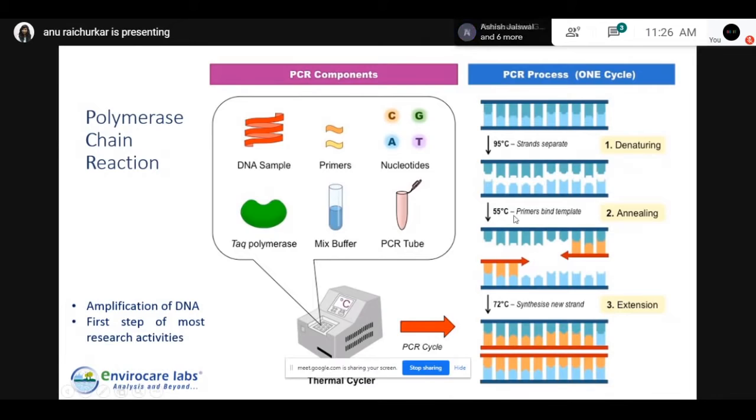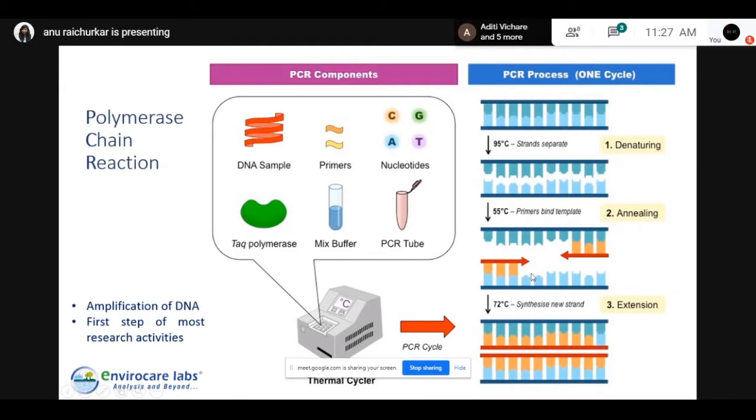And then at 55 degrees, our primers that we had added, which are complementary to the forward and reverse positions, will go and bind to the complementary sequences in the DNA. Then at 72 degrees, Taq polymerase will start adding dNTPs, that is, these nucleotides. It will go on adding complementary sequences to the DNA, which is how one copy of your DNA forms two.